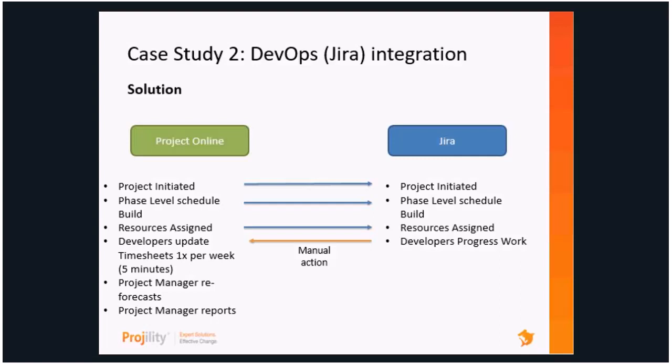So there wasn't enough intrinsic value in building out the integration to go backwards from Jira to Project Online. And also there was a lot of confusion in terms of defining what started, in progress, done meant in terms of how many hours somebody worked on something. So that was a manual action that was put in place.